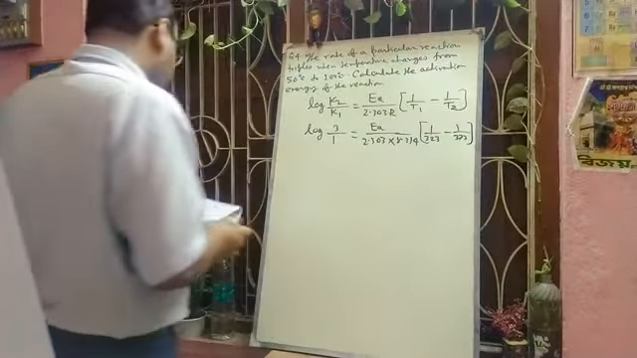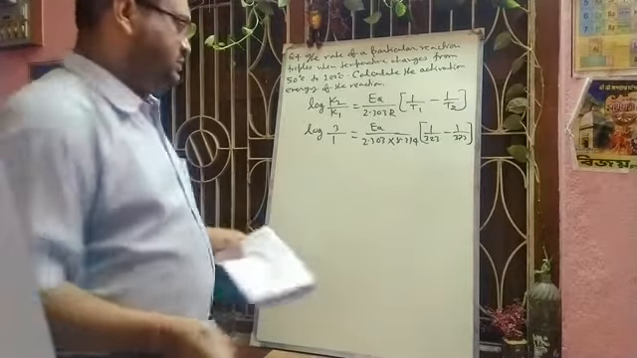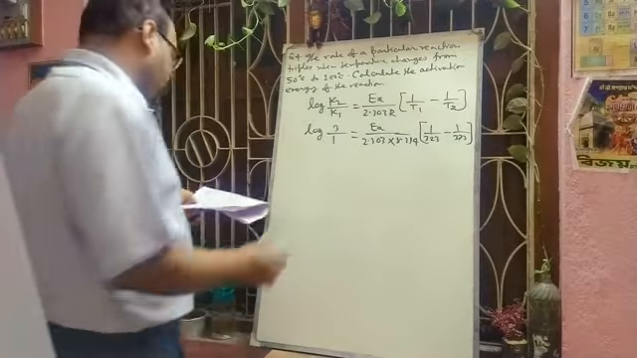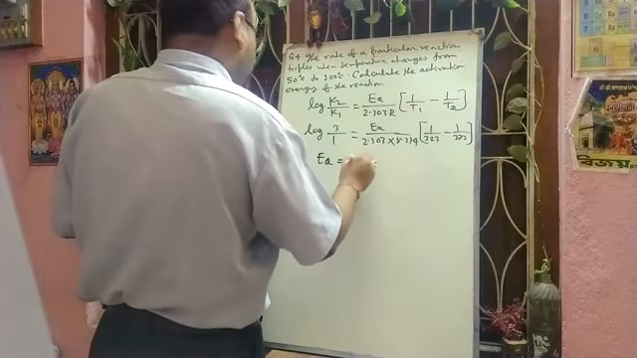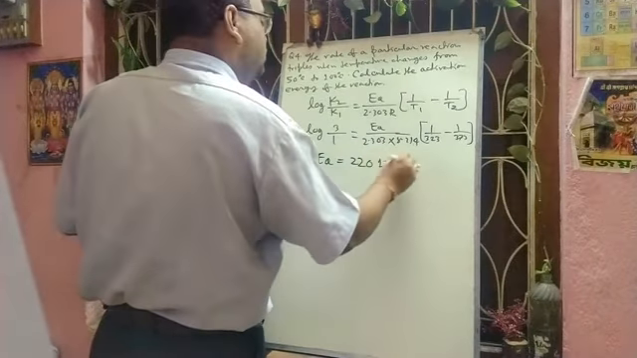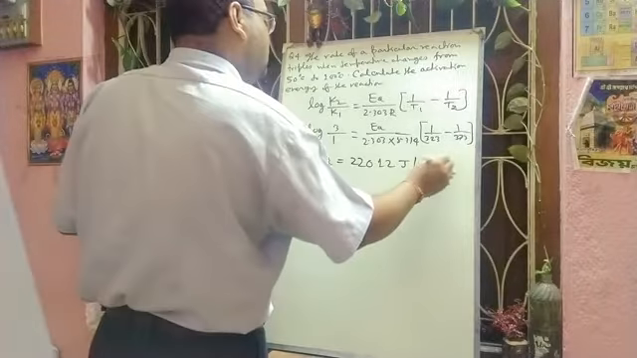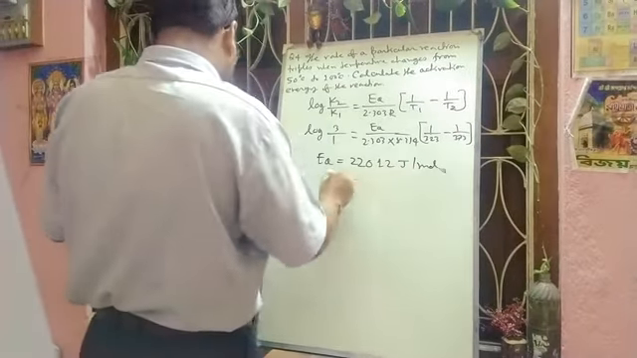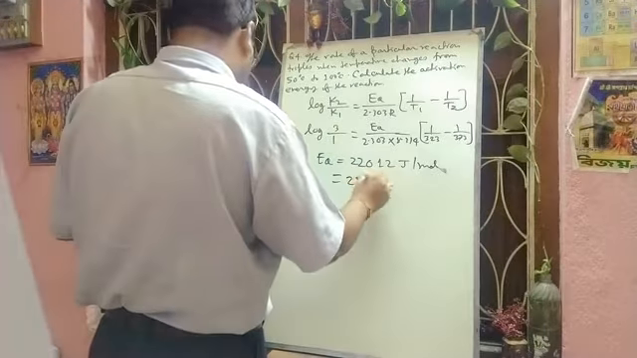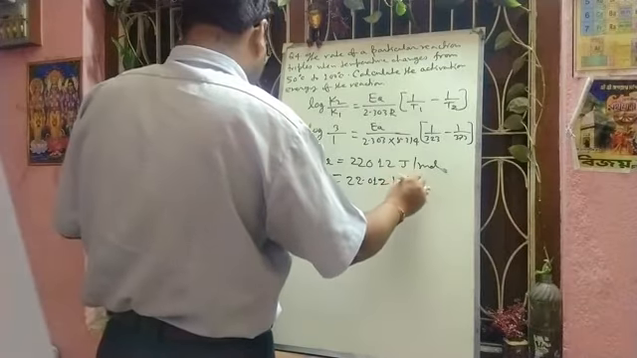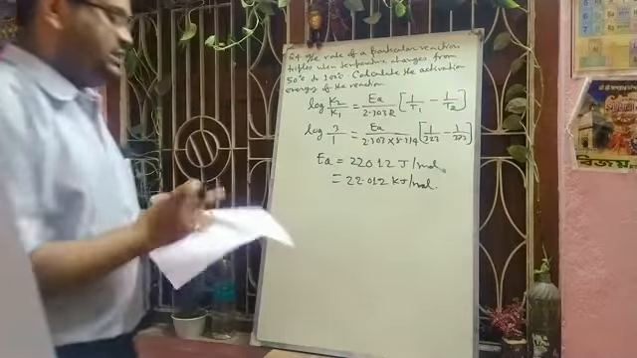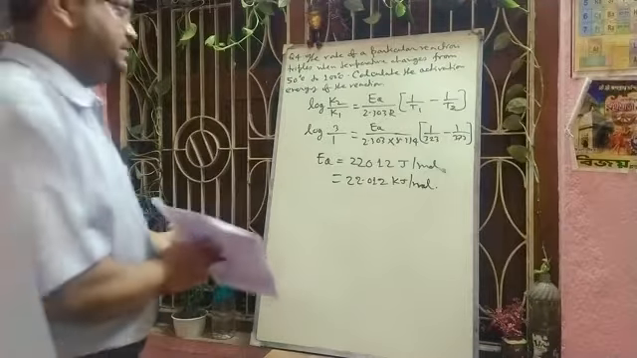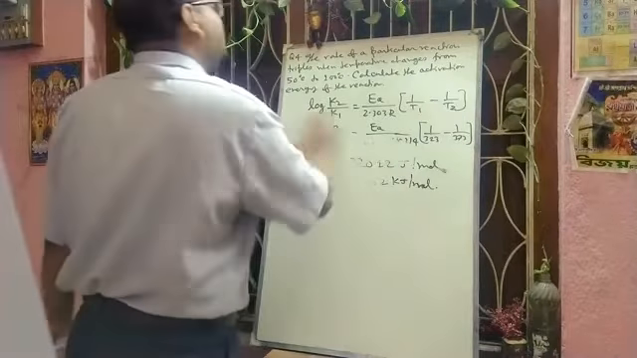Now if you calculate, you will get the EA value as 22012 joule per mole. That will be equal to 22.012 kilojoule per mole. So this will be the activation energy. Okay, hope you can understand. Next we will discuss another problem.